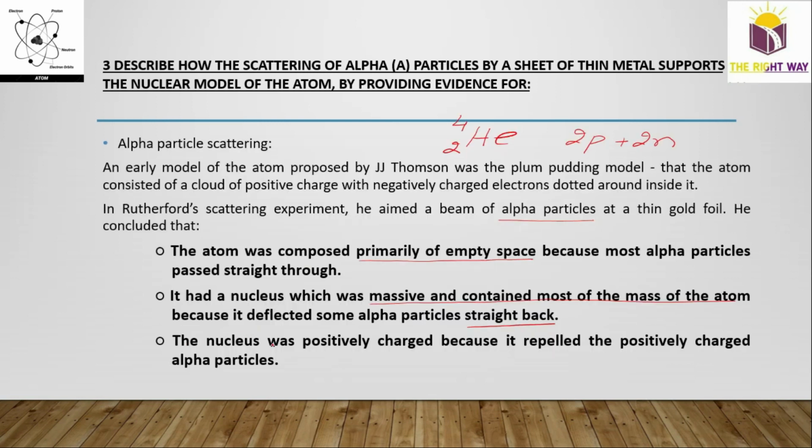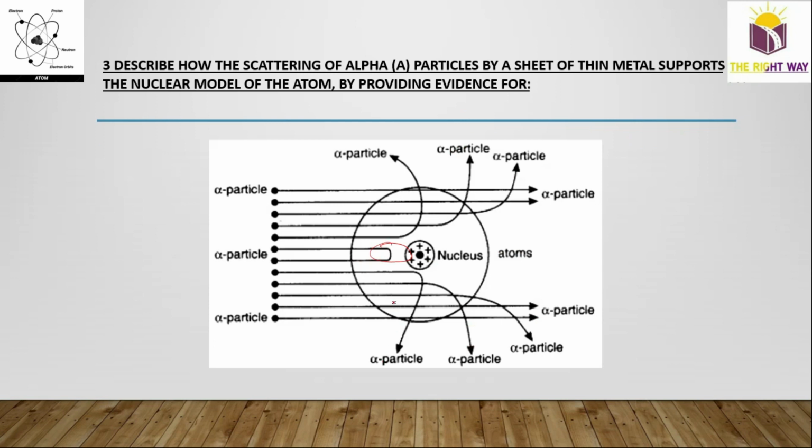The third one. The nucleus was positively charged because it repelled the positively charged alpha particles. We know that positive and positive repel each other. That's why alpha particles are deflected at some angles.